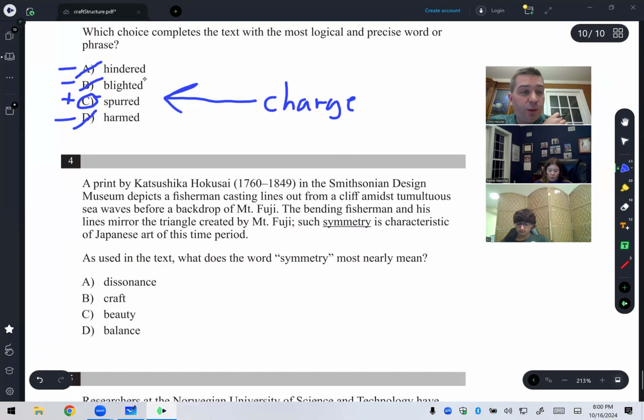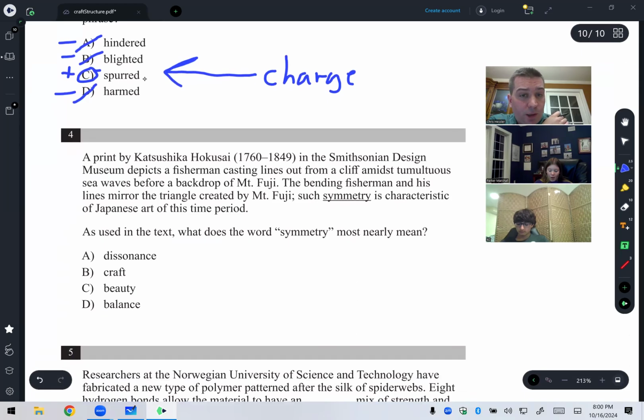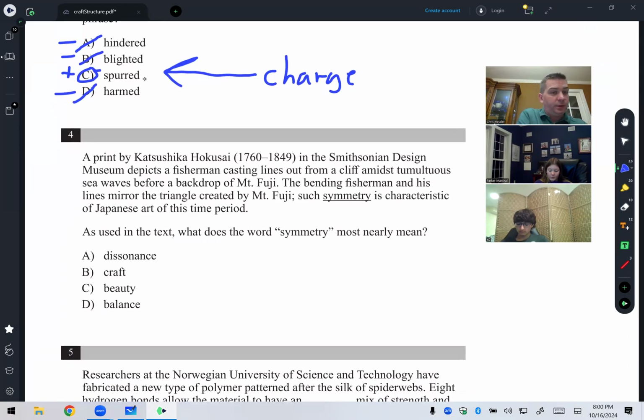On to number 4. All right. They're asking us about the word symmetry. Dissonance is a negative word. Craft is a positive word. Beauty is a positive word. Balance is a positive word. So I have 3 positives and 1 negative. The correct answer choice, let's see. The bending fisherman and his lines mirror the triangle created by Mount Fuji. Such dissonance is characteristic of Japanese art of this time period.